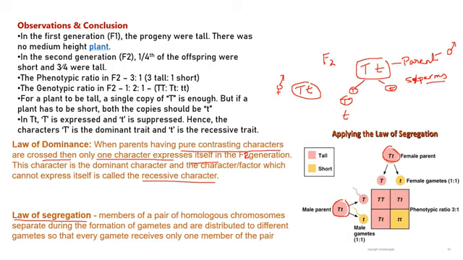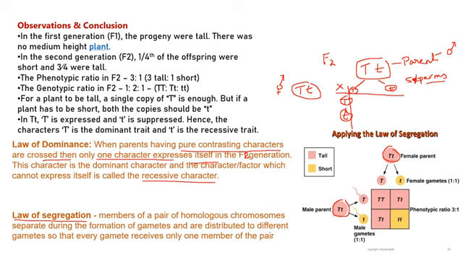So this is the female gamete. Fine. So we have done the crossing of these two gametes, right? Okay, so this is all about the law of segregation. Here you can see the female parent.